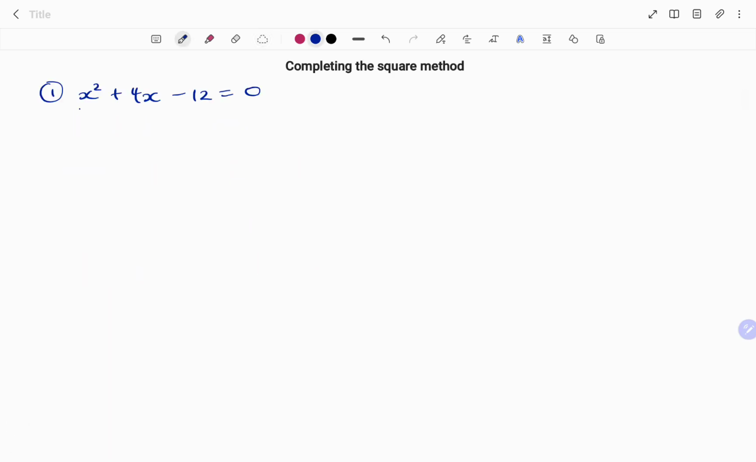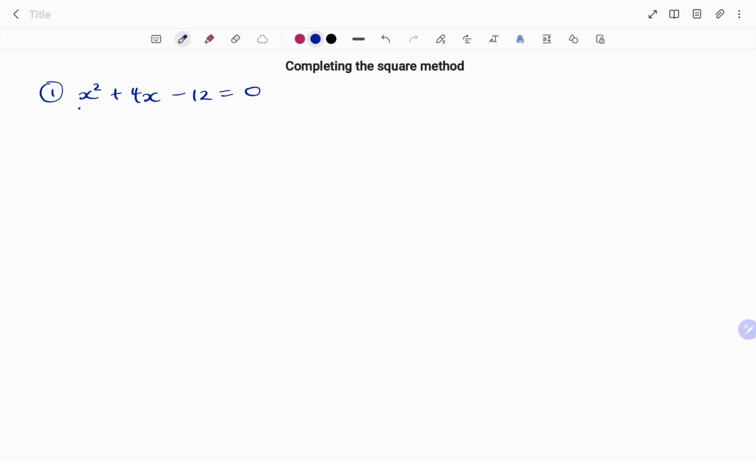In my first example, I have x squared plus 4x minus 12 equals 0. In the completing the square method, I need to make sure that the coefficient of x squared is 1. And for this equation, the coefficient of x squared is 1. So I move to the next step.